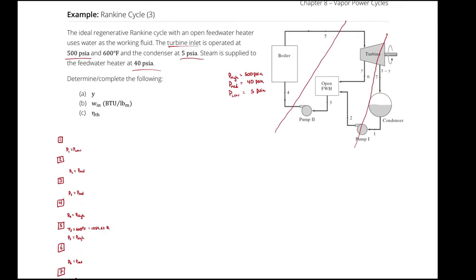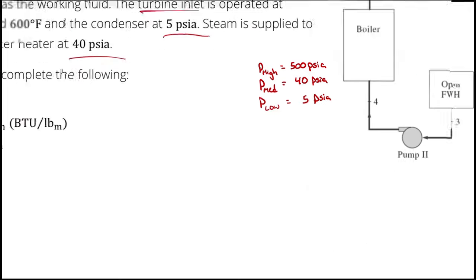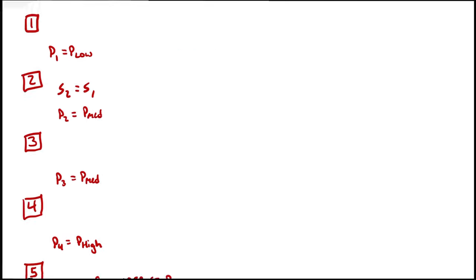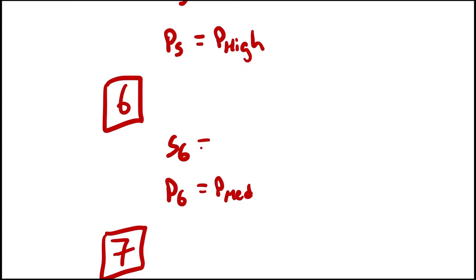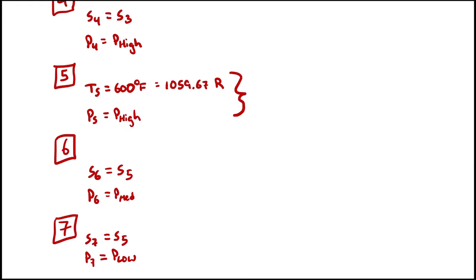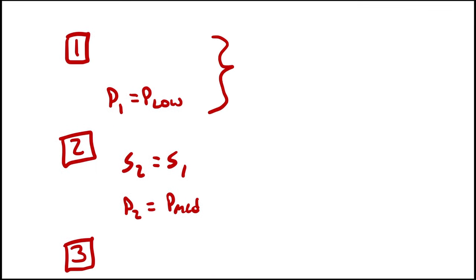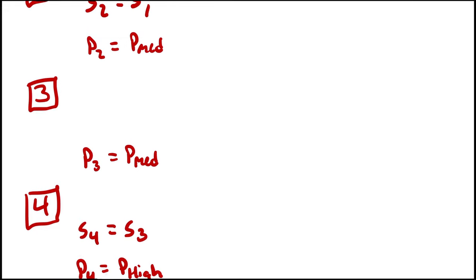And then I recognize that because I was given no indication as to the isentropic efficiency of the pumps nor the turbine, I'm going to assume that all three are 100% efficient, meaning that S2 is equal to S1, S4 is equal to S3, and S7 and S6 are both equal to S5. So at state 5, I have enough information to fix our entropy, which is then used to look up properties at states 6 and 7. At state 1, I need one more property to look up S1. And at state 3, I need one more property to look up S3.